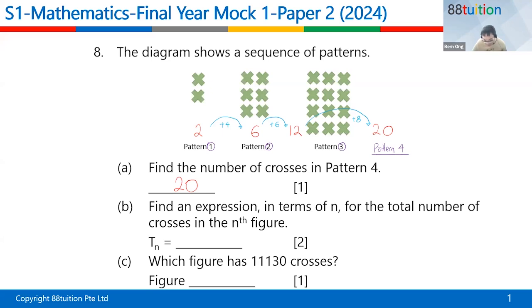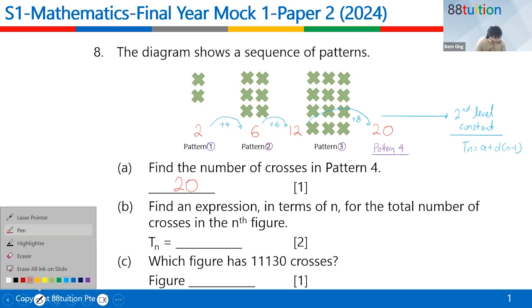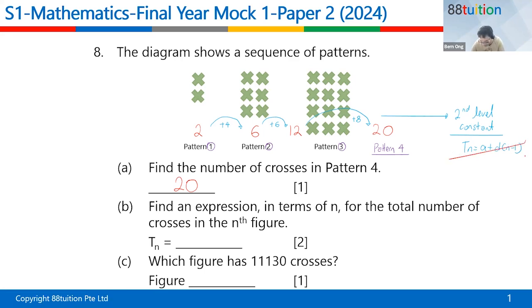But as you know, this type of increment is what I call a second level constant. It's not going to be the simple term n is equal to a plus d(n minus 1). You cannot use this, because this is only for first level constant. So how? You have to try and error a little bit.